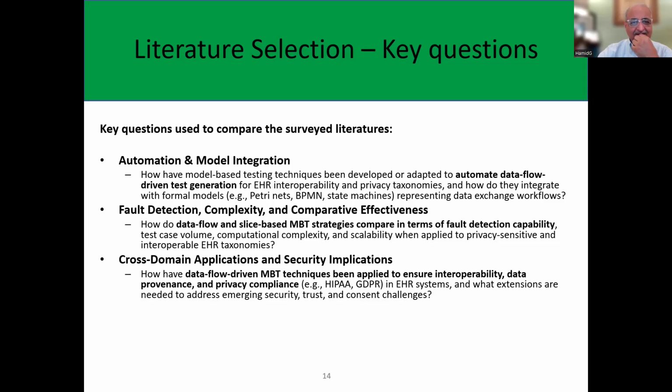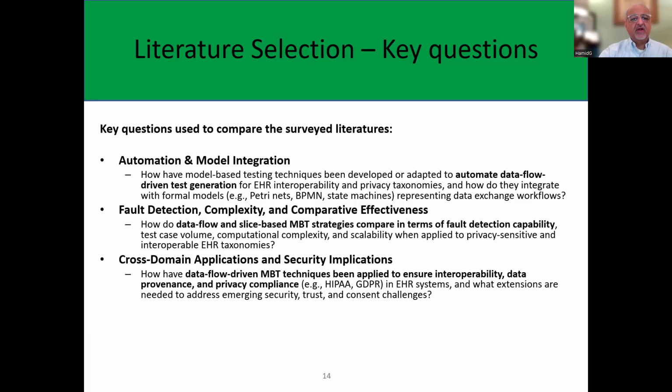How are they using the model-based techniques to automate data flow-driven test generation? That's important because that is a good way of proving interoperability and privacy. And how do they integrate this automation view with the formal models that exist, like Petri net, finite state machine, and automata, and so forth, which actually represent the data exchange workflow? So that's the first question, automation.